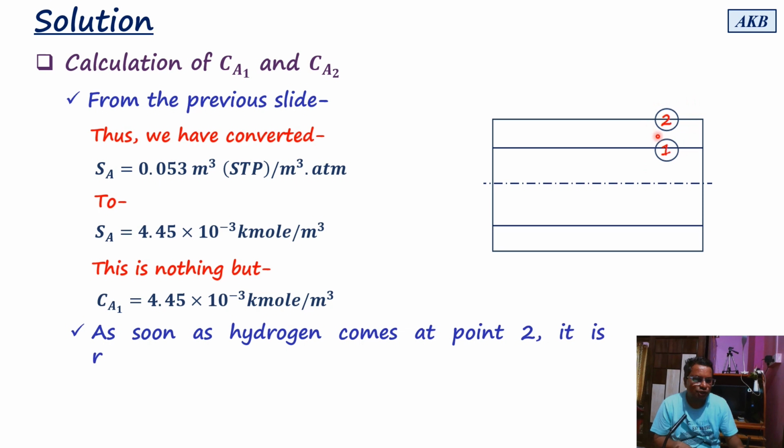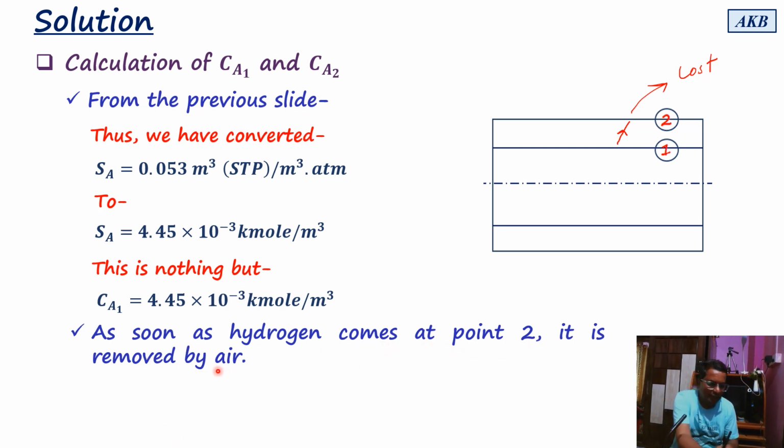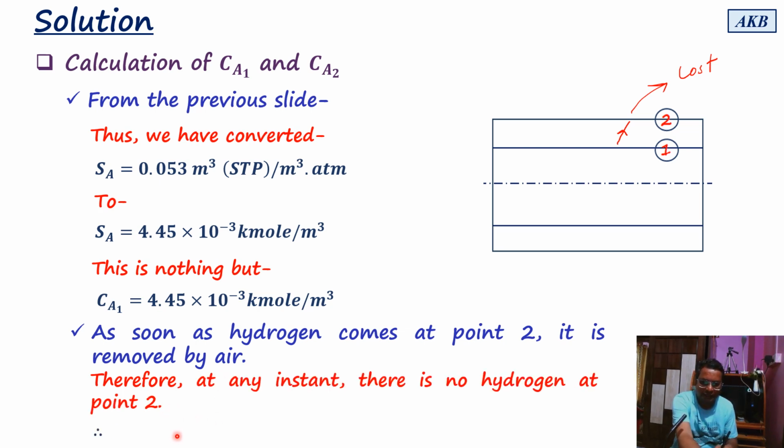And let us talk about point 2. So as hydrogen diffuses through this rubber wall, and as soon as it comes on the surface, it will be getting lost. So that means at any point of time there will be no hydrogen on the outer surface, or to be more specific, there will be no hydrogen at point 2 at any given instant. What is the reason for that? As soon as hydrogen comes at point 2, it is removed by air, and therefore at any instant there is no hydrogen at point 2, and that's why Ca2 is 0.